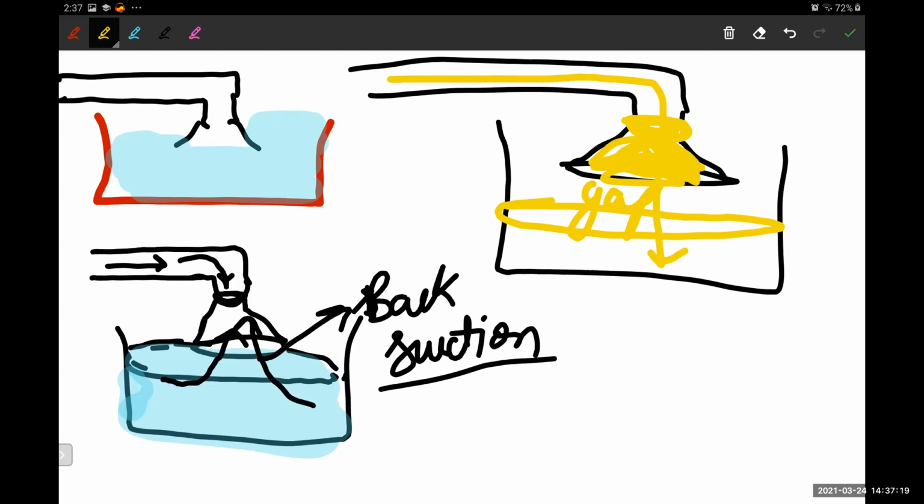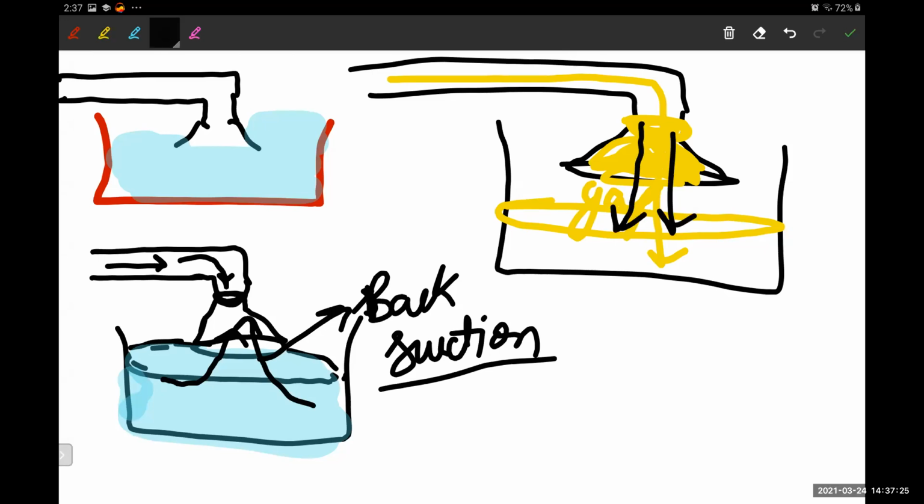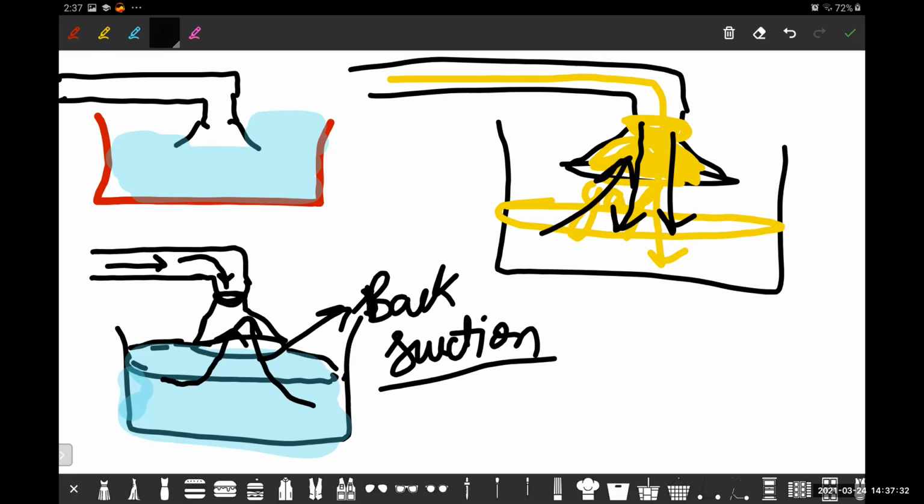Understood? That was all. Again, after some time, the water gets inside again, the back suction occurs again, it goes down again, and the cycle continues. If you have not understood, you can just watch the video again and you will understand it. Read the text from your book.